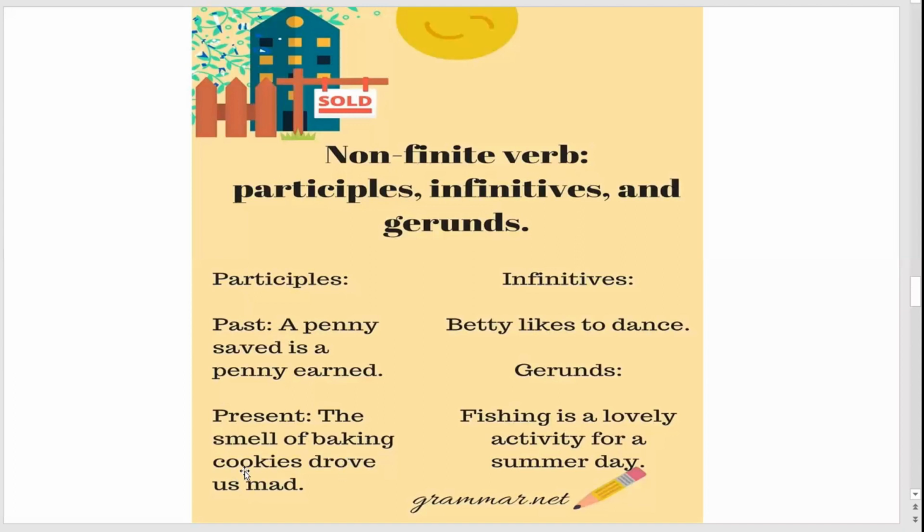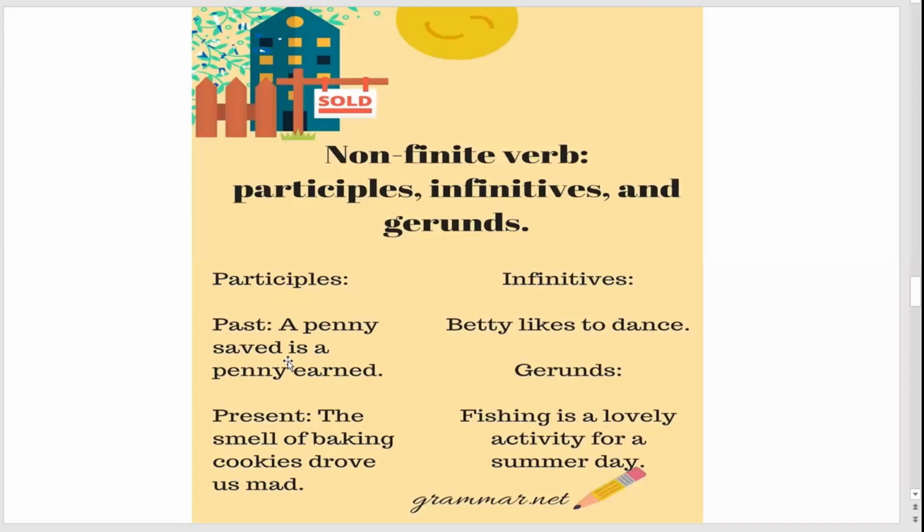Then do we have a noun after it? Yes, cookies is a noun here. So it is telling more about these cookies, right? What kind of cookies? Baking cookies. So it is acting like an adjective, and that too with the ing form. So it is a present participle.